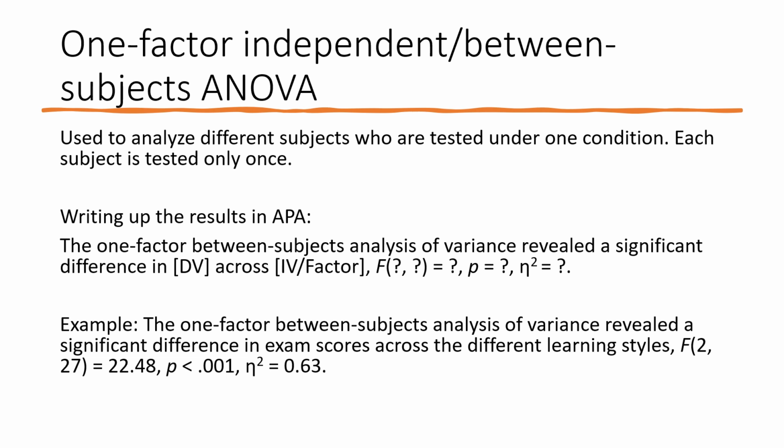With your F in parentheses, you have your degrees of freedom, you have your p-value, and then you have your effect size. So for example, the one factor between subjects analysis of variance revealed a significant difference in exam scores across the different learning styles. And again, because it was significant, that full F test is reported.